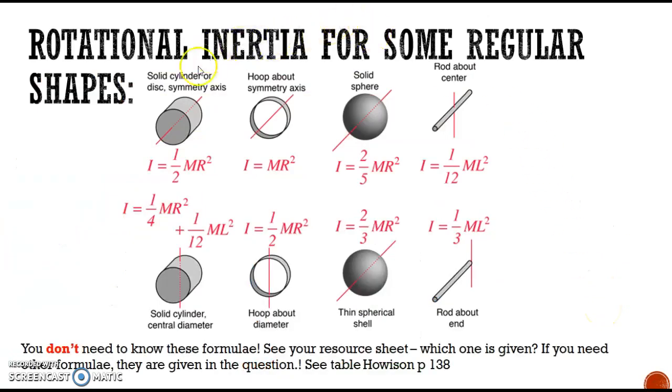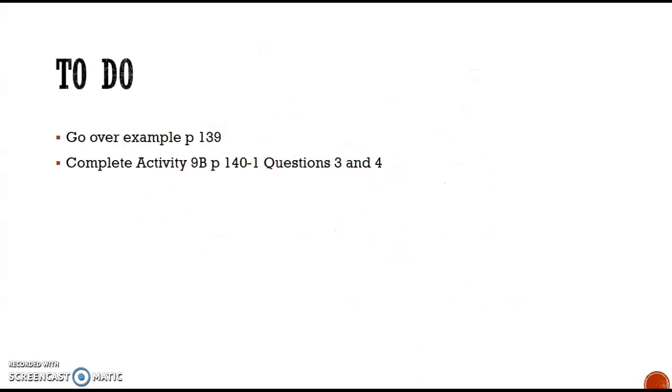Again, there are some different shapes depending on where the axis of rotation is and where the mass is situated. You can see there are different formulae for different objects. You don't need to know these. Check out your resource sheet and see which one is given to you. And if you need any others, they'll be given in the question. There's also a table in Howison on page 138 with these formulae on it. Go over the example and then do the activity on page 140 to 141.